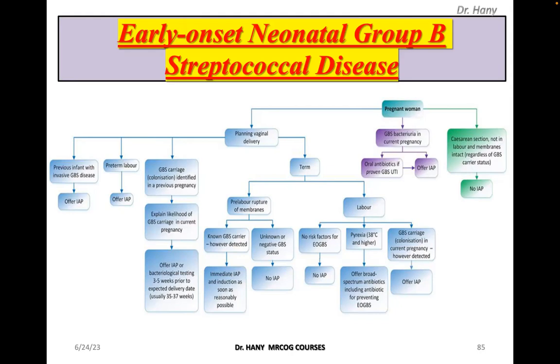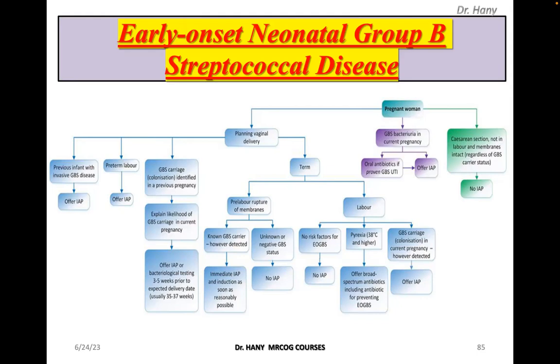Unknown or negative, no need. At term and she is in labor without rupture of membrane, no risk, no carrier in this pregnancy, give.